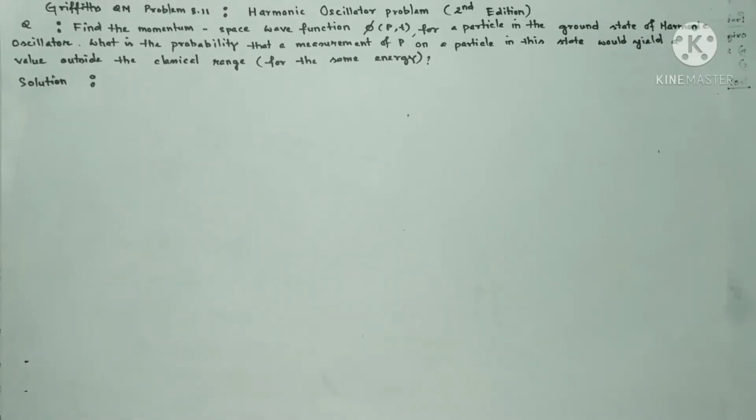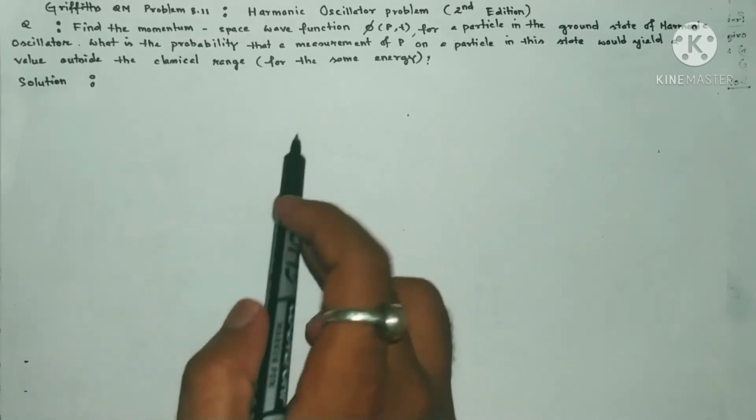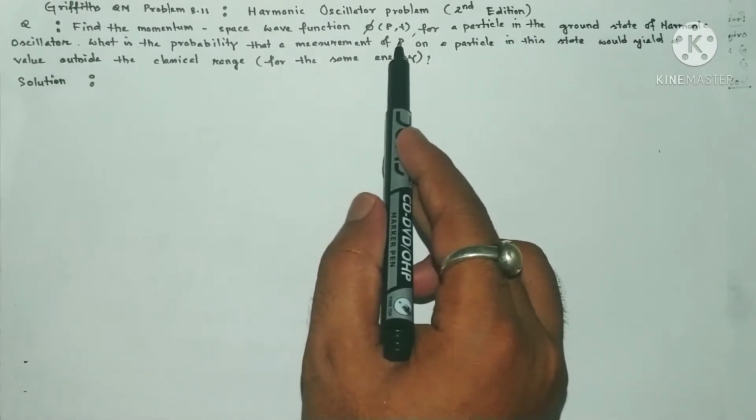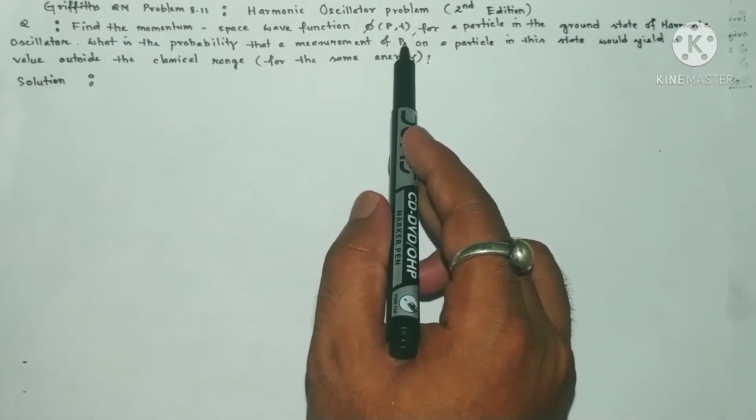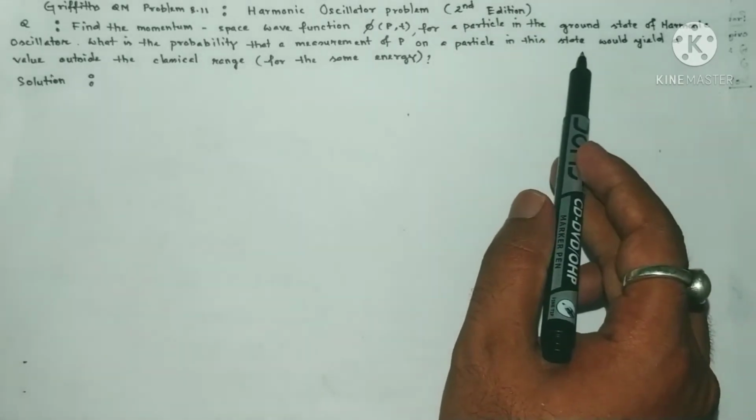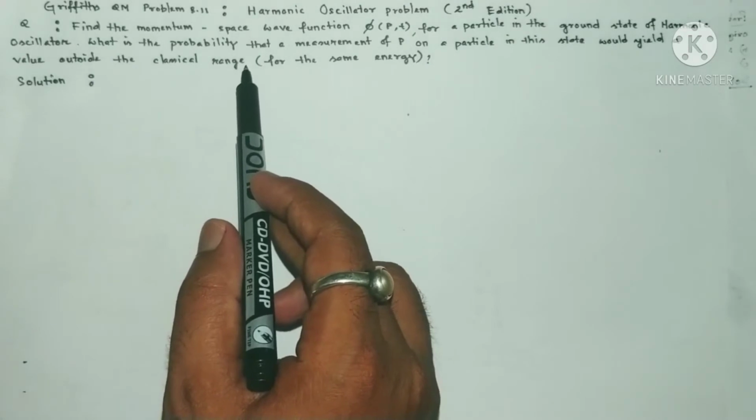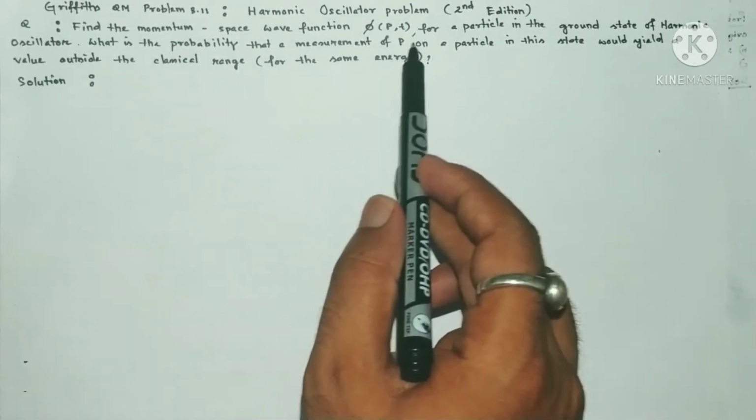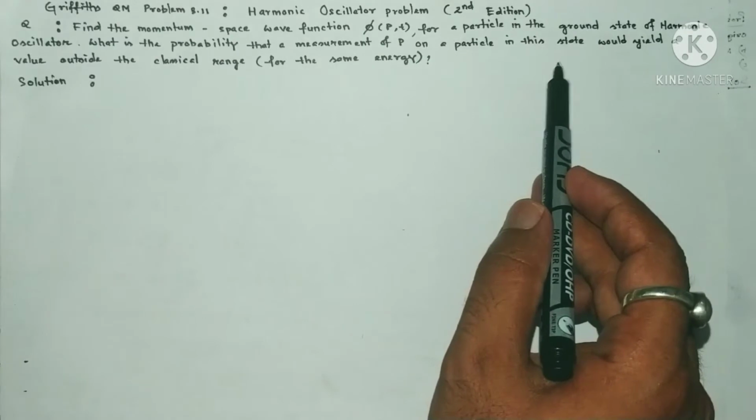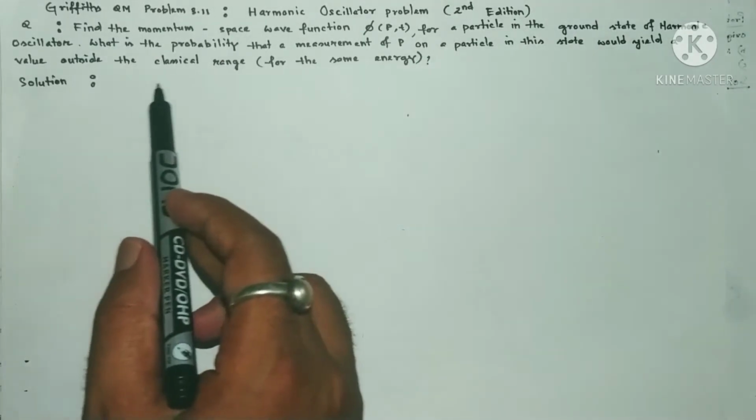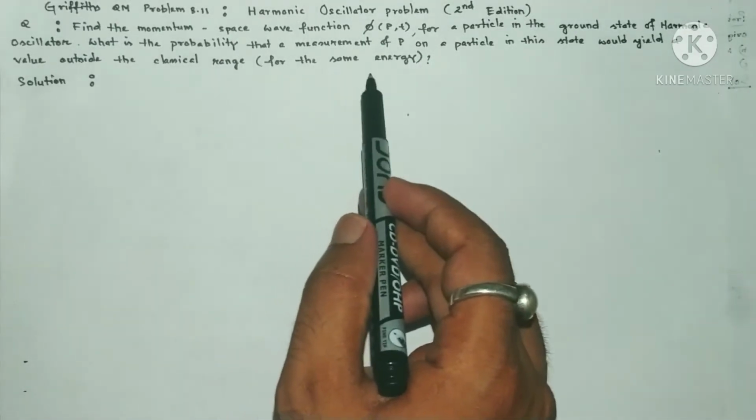Hi everyone, this is a question from Griffiths and it's about the harmonic oscillator problem. The question says: find the momentum space wave function phi(p, t) for a particle in the ground state of the harmonic oscillator. Then, what is the probability that a measurement of the momentum of a particle in this state would yield a value outside the classical range for the same quantum energy?